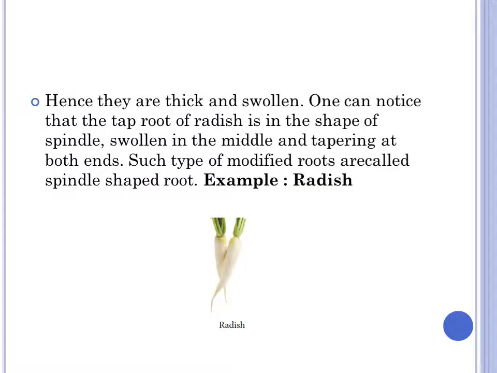Hence, they are thick and swollen. One can notice that the taproot of radish is in the shape of a spindle, swollen in the middle and tapering at both ends. Such type of modified roots are called spindle-shaped root. Example, radish.